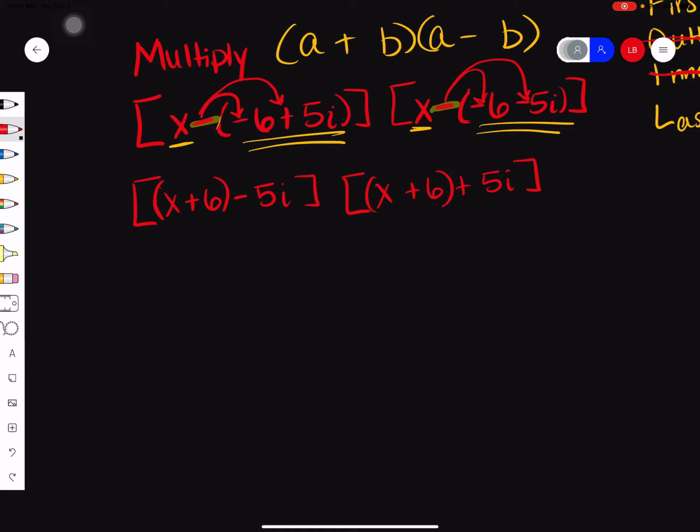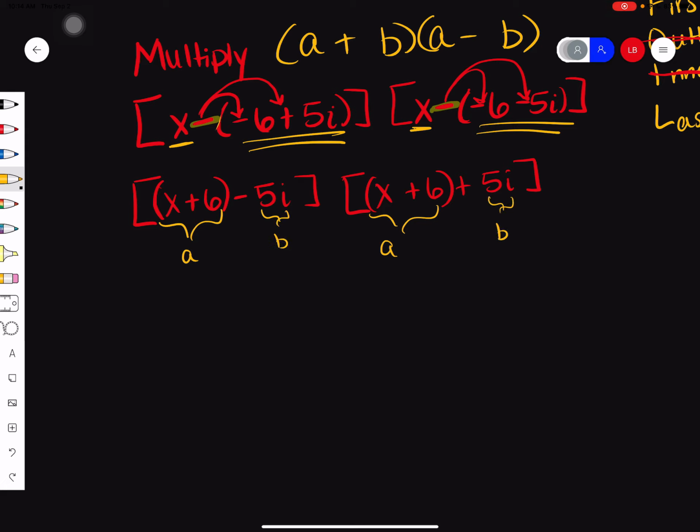And now, if you look at what I have, if I were to look at this in terms of A and B, I can now say that my A term, I'm going to just use x plus 6. I know it's more than one number. We're used to just seeing a term, but we're going to let the whole expression just represent A. Okay, x plus 6 is my A. My B is going to be 5i.